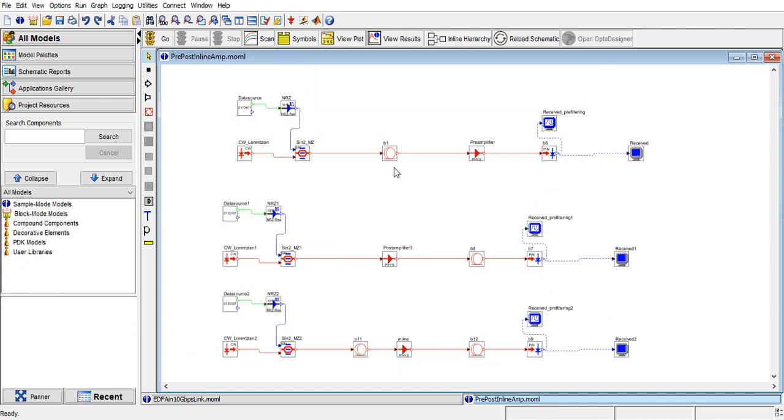Always remember, just for comparison purposes, the length of the fiber for the three cases is taken to be 50 kilometers. Over here it is segregated into 25 kilometers and 25 kilometers. So the first case is a preamplifier, which is just before the receiver. The second case is a post amplifier, which is after the transmitter. And this third case is an inline amplifier, which is in between both the fibers.